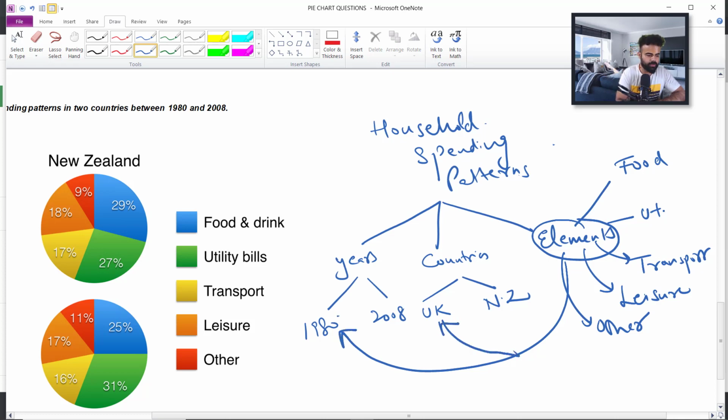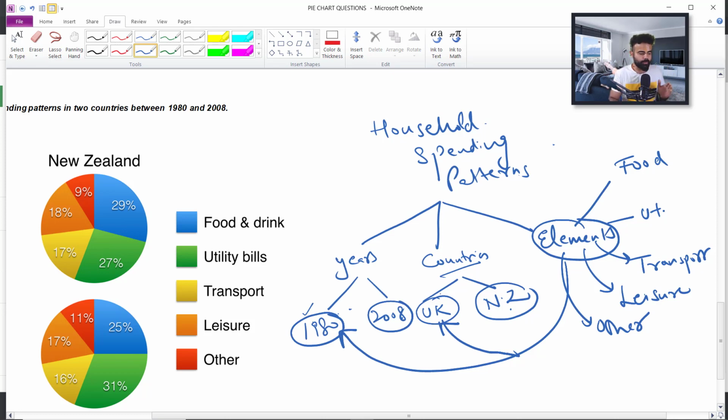So we have got 1980 and then we have got some other proportion for UK in 1980 and then 2008, and then I also have got the proportion for these elements for 1980 and 2008 for New Zealand as well. Okay, and of course I can also compare in 1980. I can take this attribute countries, and then I can compare in 1980 the proportion of these elements in UK and proportion of these elements in New Zealand.